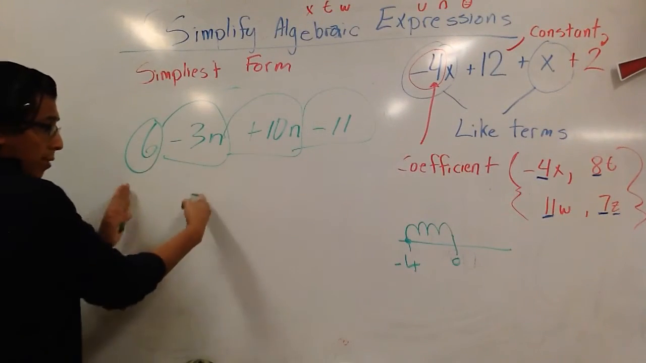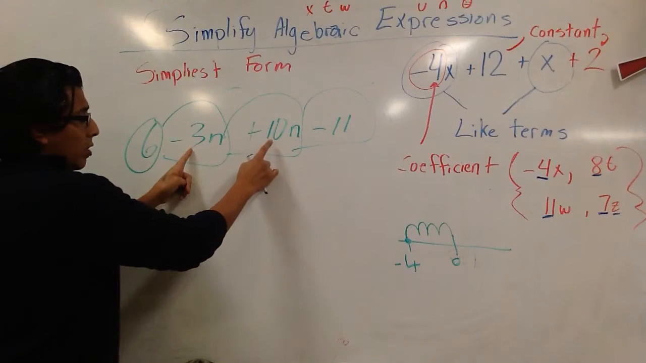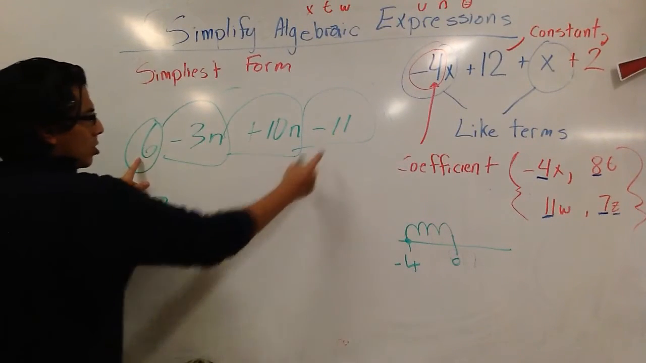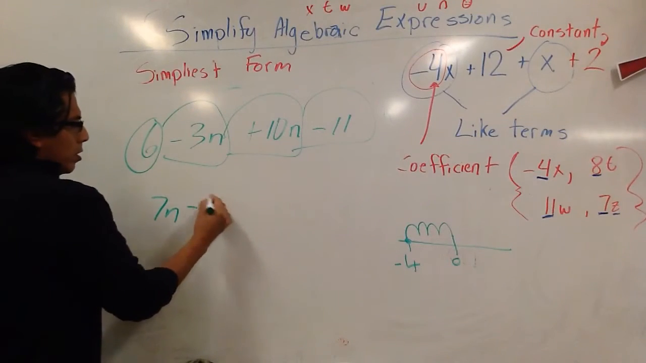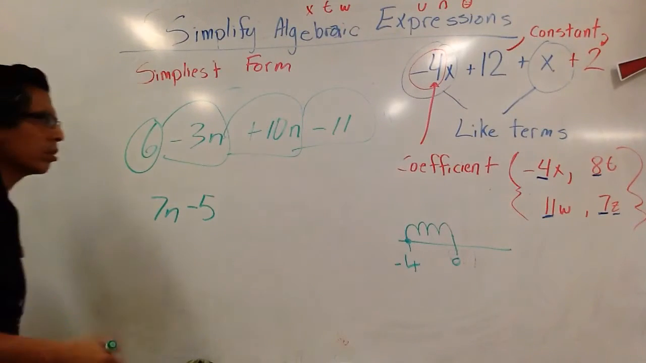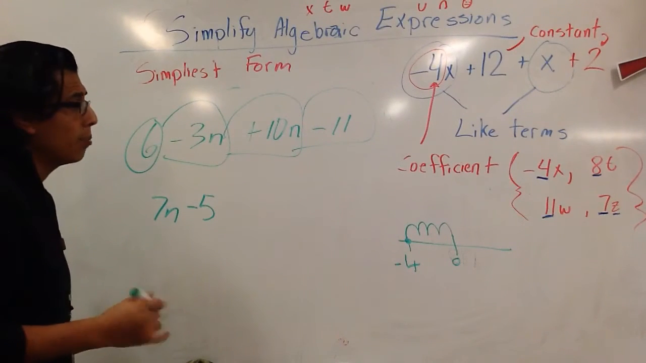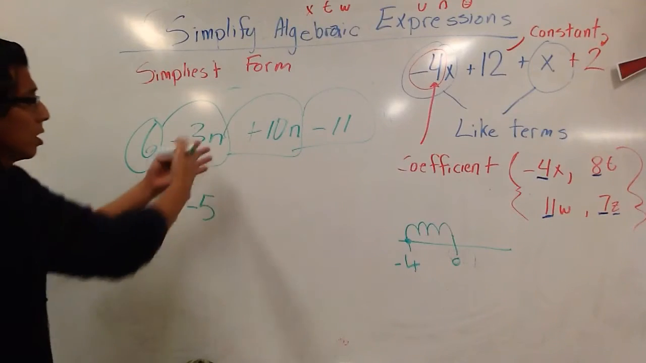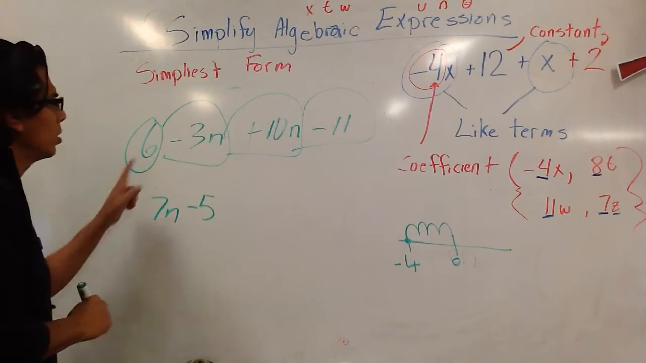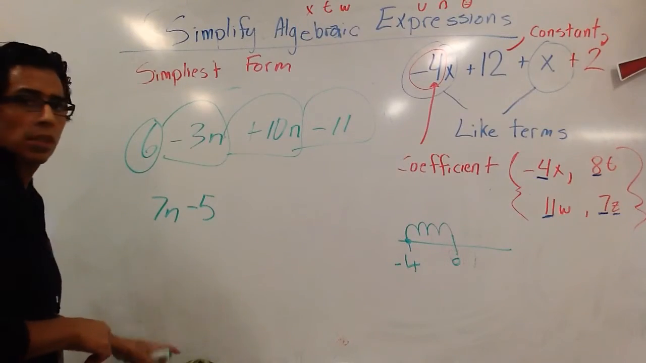Now we're going to combine them. Negative, so remember we want to have our variable first. Negative 3n and 10n, 7n. 6 and negative 11, negative 5. See that? And this is why I keep pushing that you be good or confident with your integers, because what I just did should be natural, and a lot of you guys are still struggling with what is 6 take away 11, or 6 and negative 11.